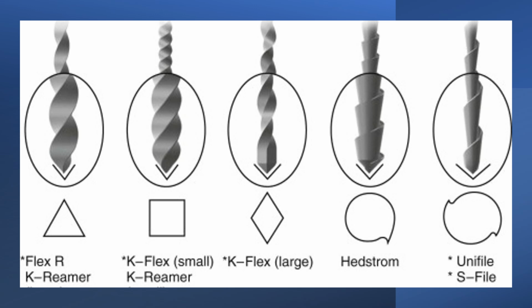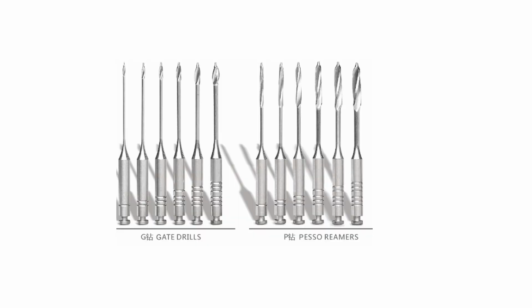So if you see in the image, you have a square cross section and a triangle cross section and a rhomboidal cross section, whereas for H file it is single helix teardrop and for Unifile and S file it is double helix cross section. Then about the Gates Glidden and Peeso, this is how the instrument looks like. Gates Glidden will be very shorter and the tip is a non-cutting tip, and Gates Glidden is mainly used for removing the lingual shoulder and widening the canal, whereas Peeso is used for post space preparation. And Gates Glidden has a very narrow neck. It is used as a safety purpose so that in case it fractures, it fractures at the neck.